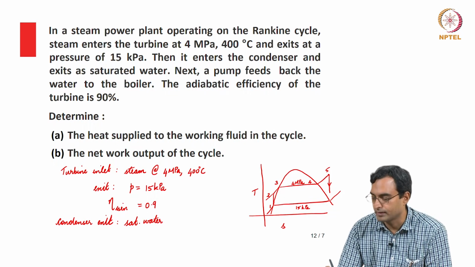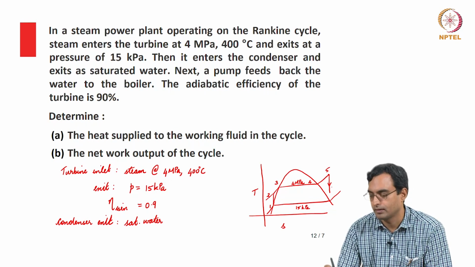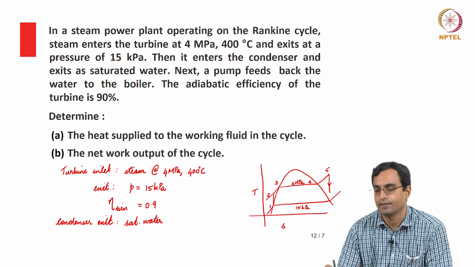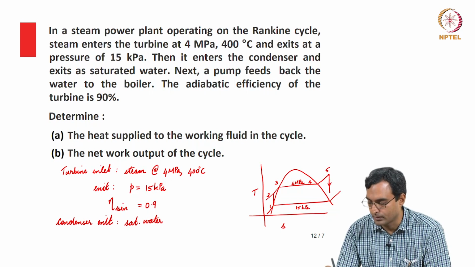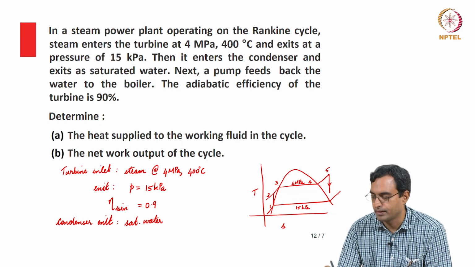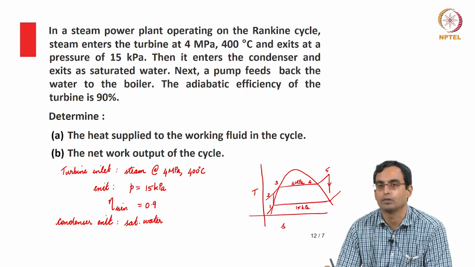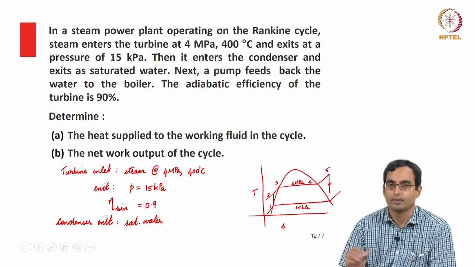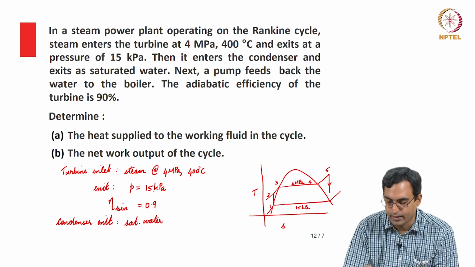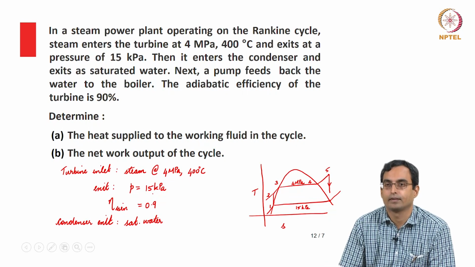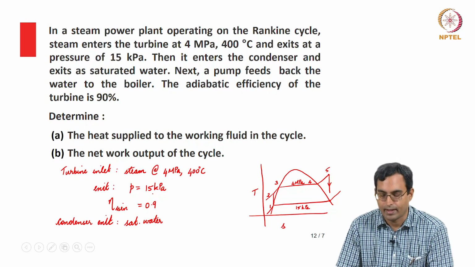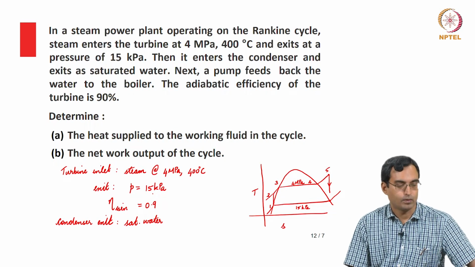If the entropy here is lower than the entropy at 5, then it means that this line comes to the right. If the entropy is the same, then this line passes through this point. If the entropy here is less, it means that this line comes down to the left. So, I do not know where it comes. So, I am going to find that out by looking at the entropy of the vapor phase, the saturated vapor at 15 kilopascals. So, let me look at that again.